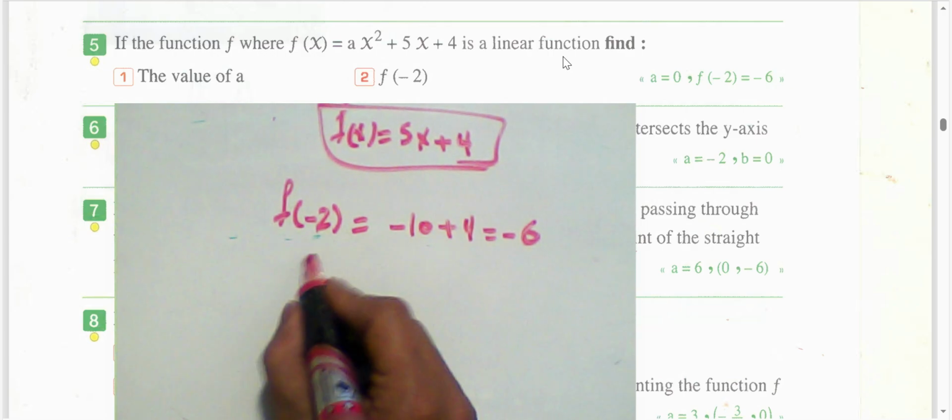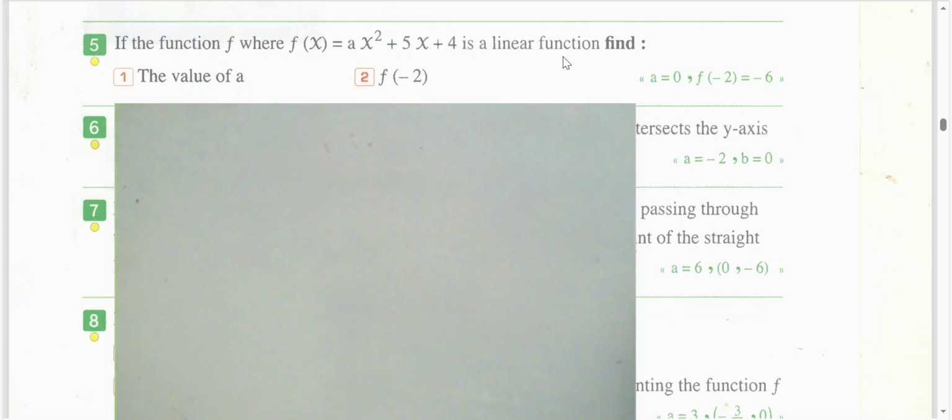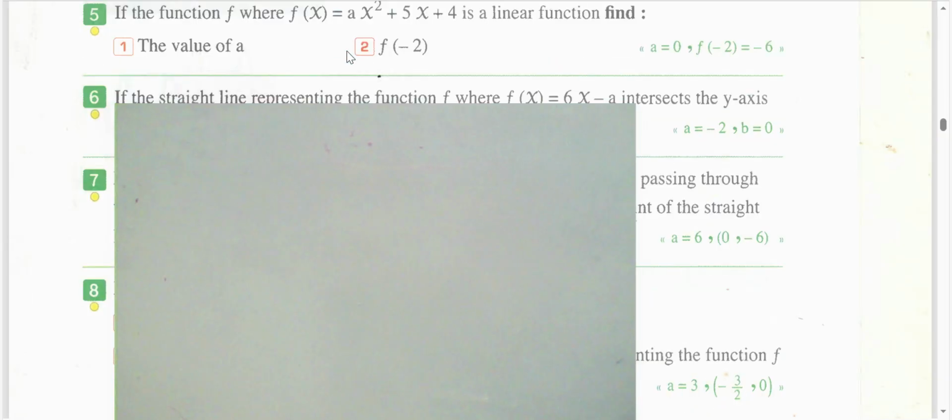As I understood, the value of a will be equal 0 because it's linear. It will be a linear function, the first degree. Then we can cancel x power 2 by putting the value of a equal 0.